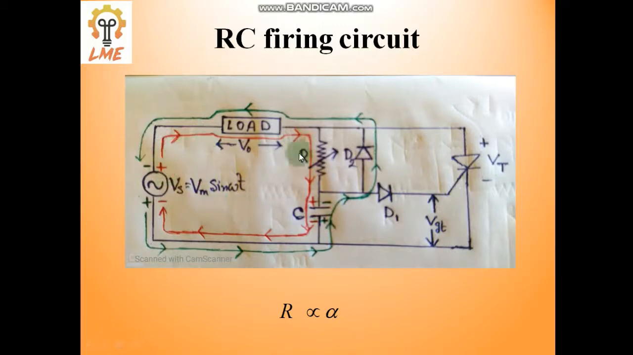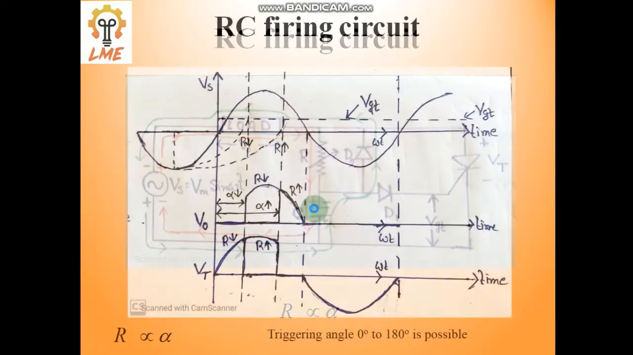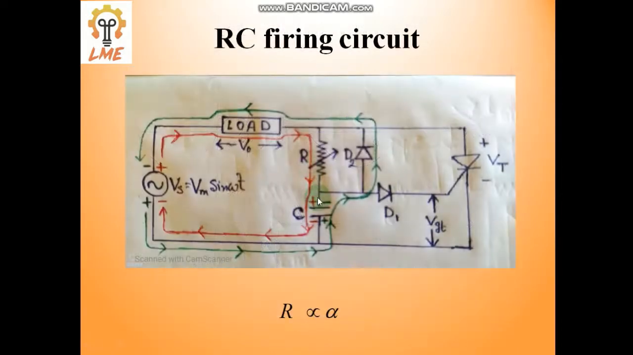It changed its polarity because previously it was charged with the upper plate negative and the lower plate positive. When we apply a positive half cycle, this capacitor discharges and charges in the opposite polarity. Upper plate is positive, lower plate is negative. Now this charging and discharging time depends on the value of R. If the R value is very high, then it takes much time to change from the green polarity to the red polarity. If the R value is very low, it changes very fast from the green polarity to the red polarity.